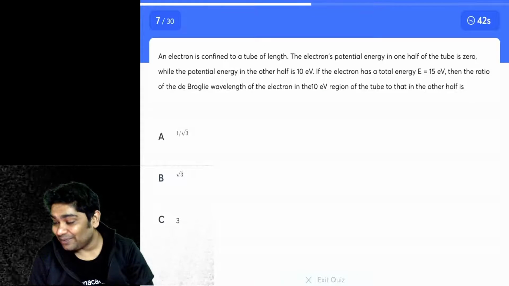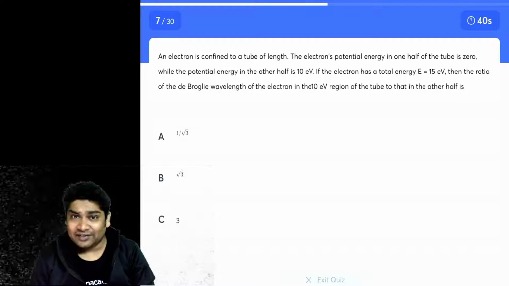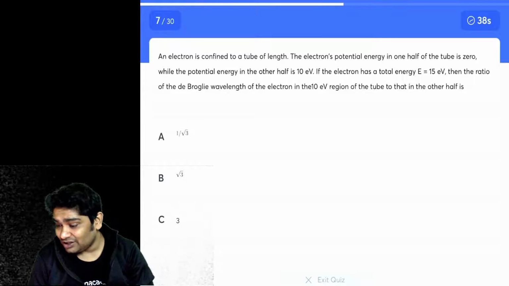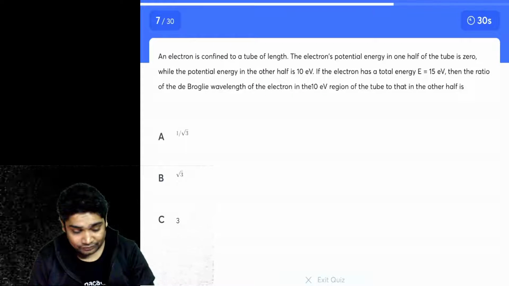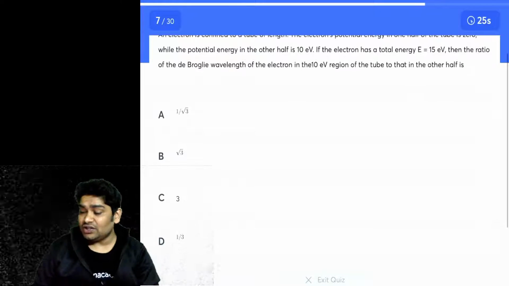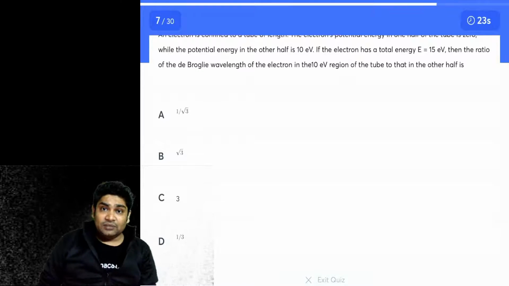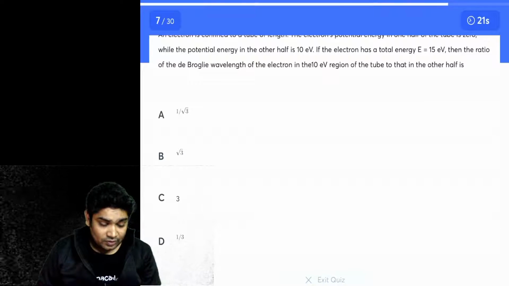All right. So you are given the potential energy, you are given the total energies. So you should know the ratio of the energies then. This should be easy. Once you relate the energies, you can relate the momentums. And that would give you an answer.